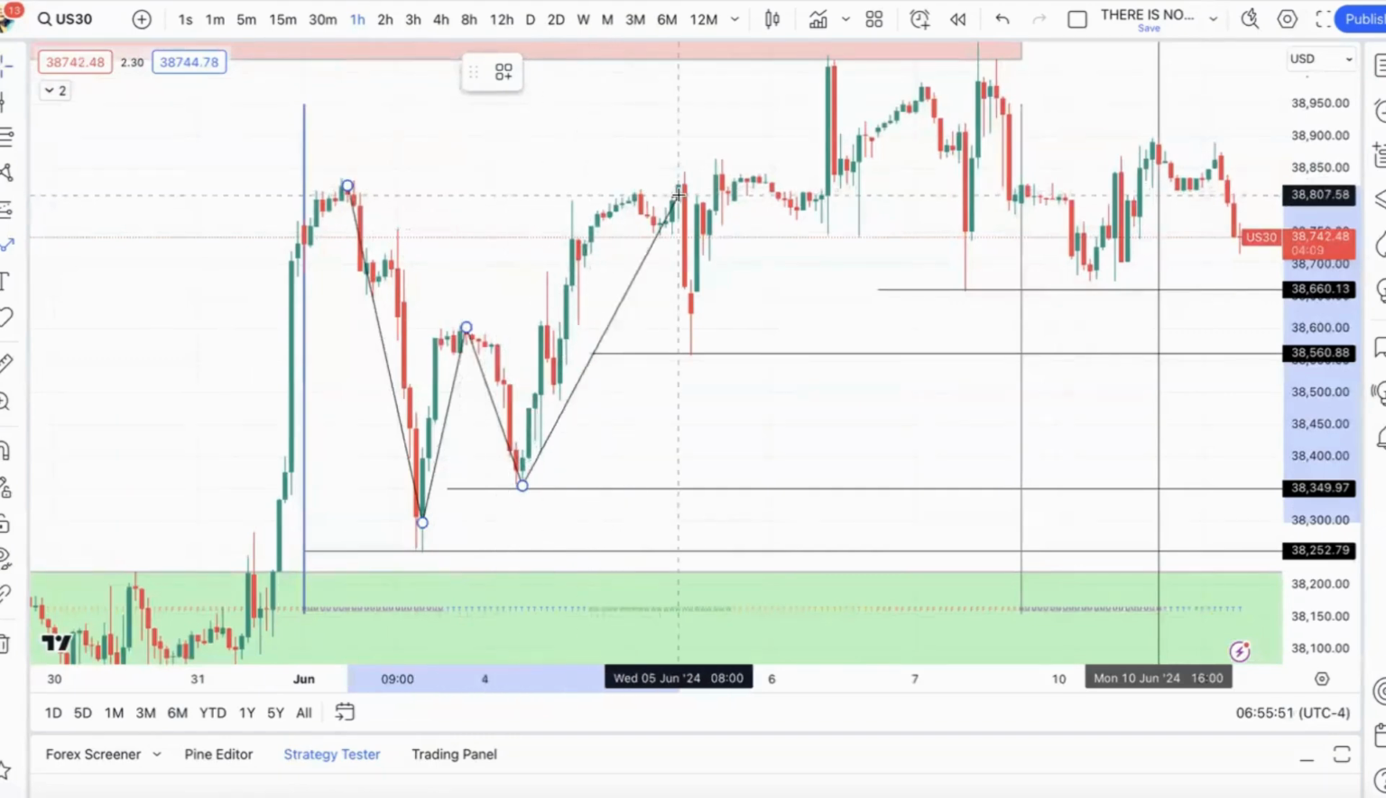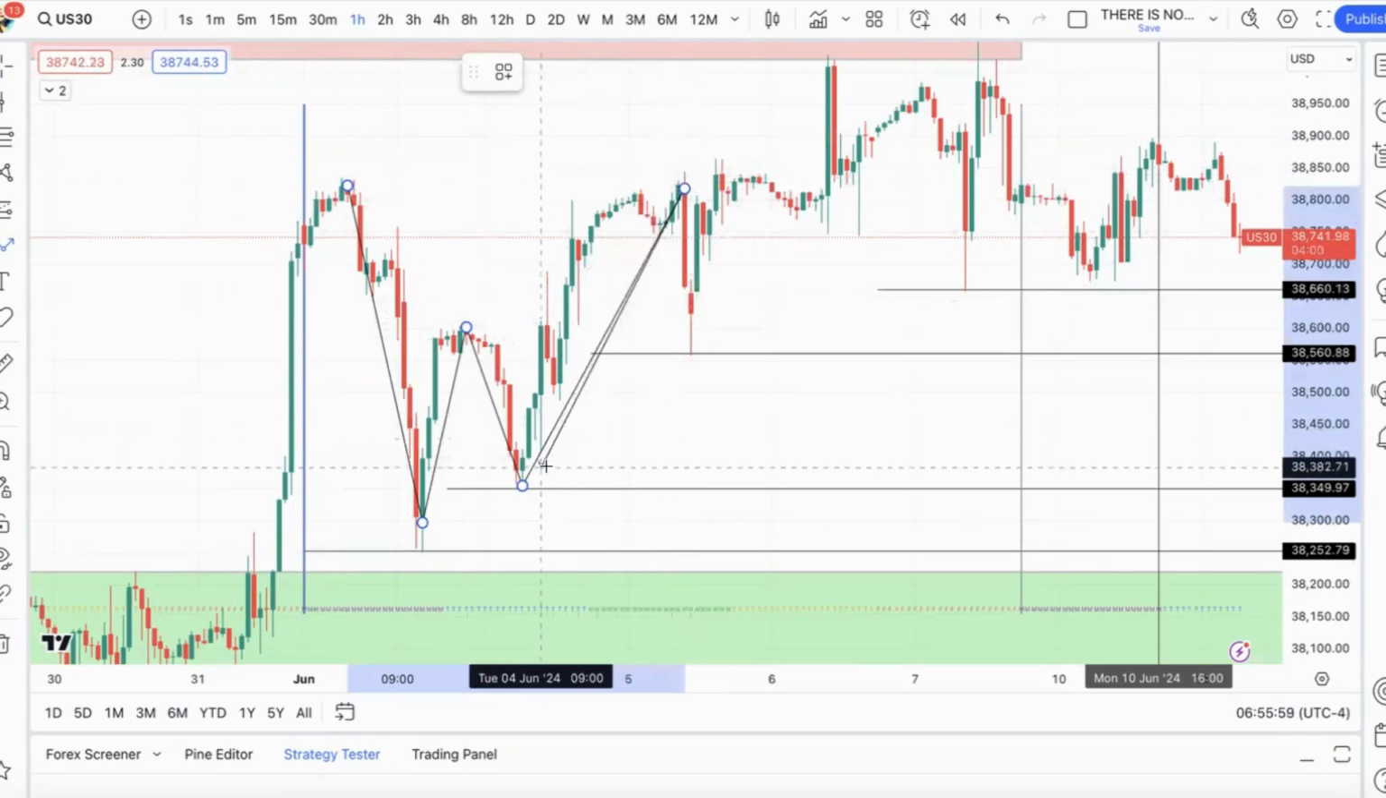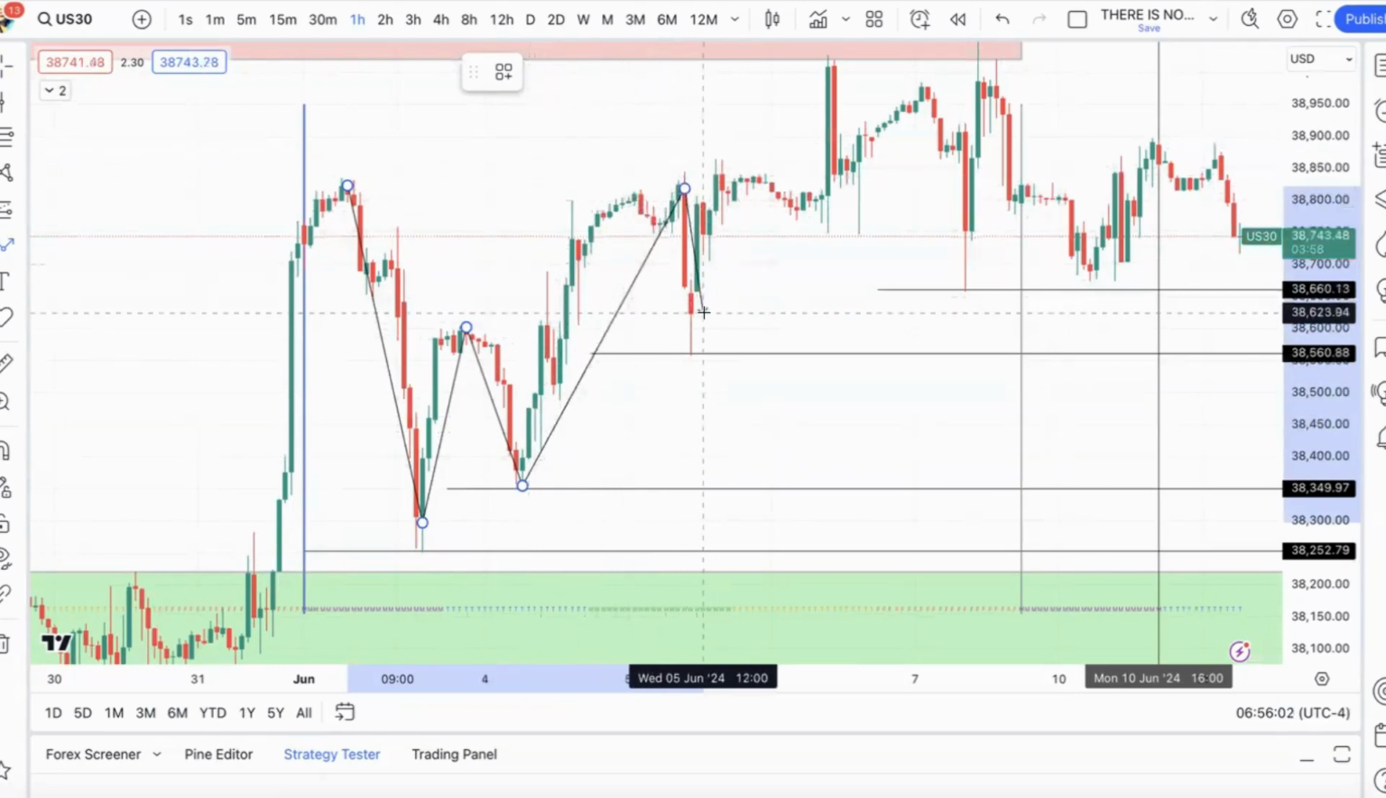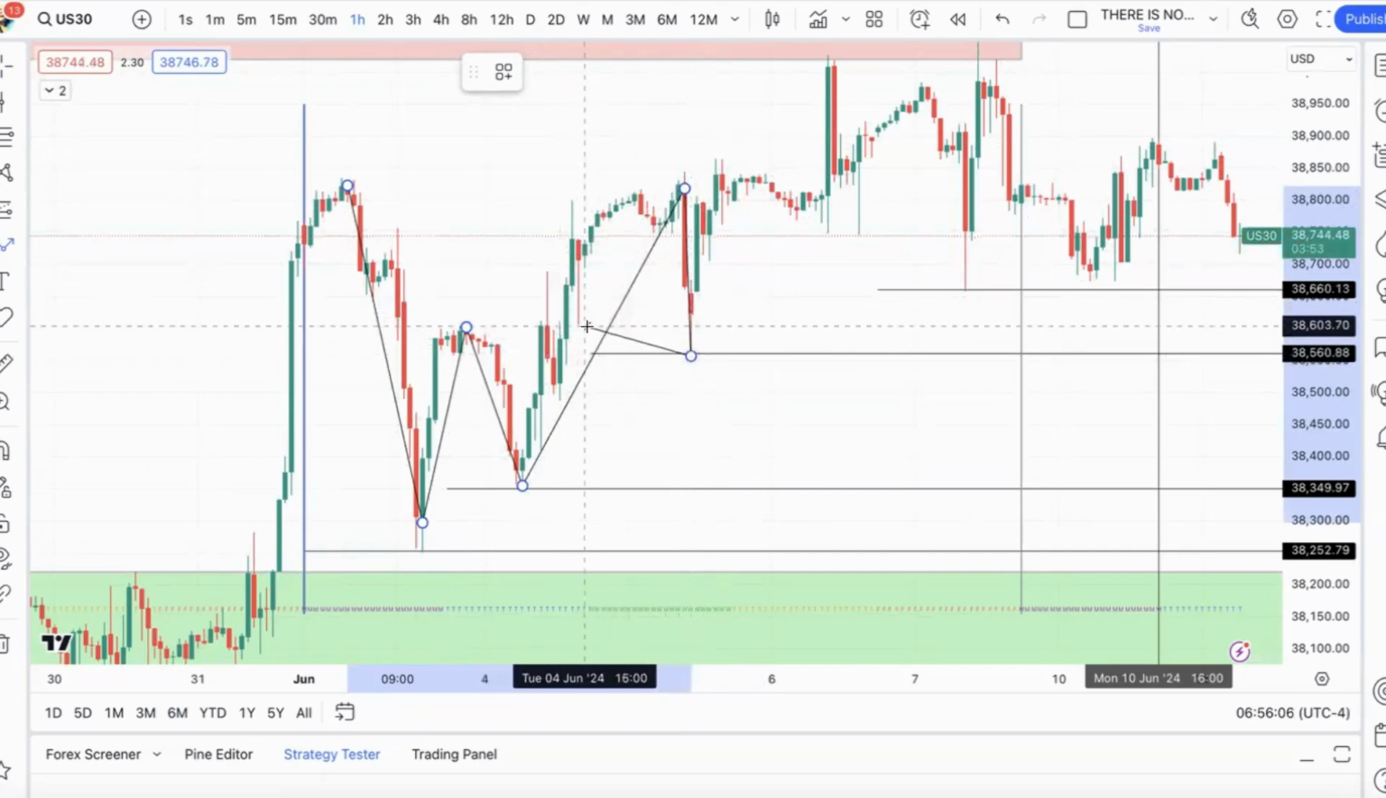So it eventually did break the structure right here. And after breaking the structure, we have a higher high, right? And then price came down into discount. You always want to measure your premium and discount when you're looking for your entries. Here was that push back down into discount. And the target was that low.